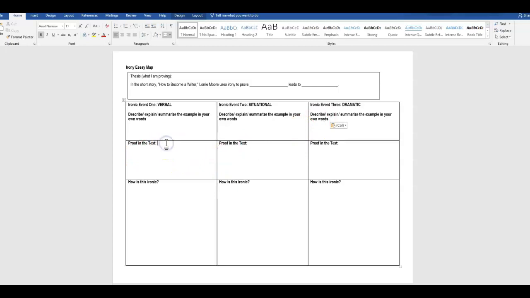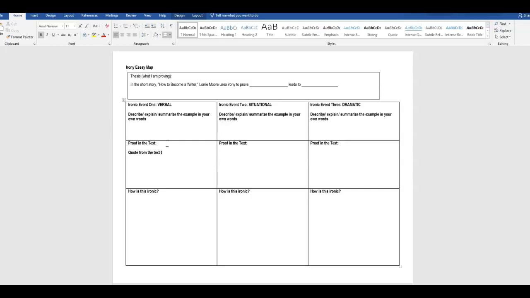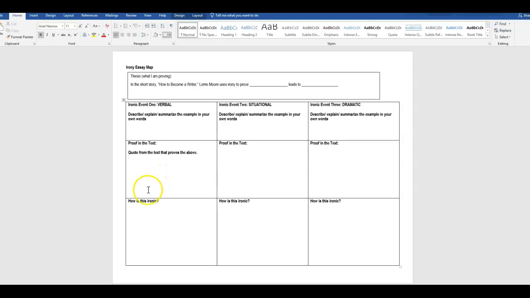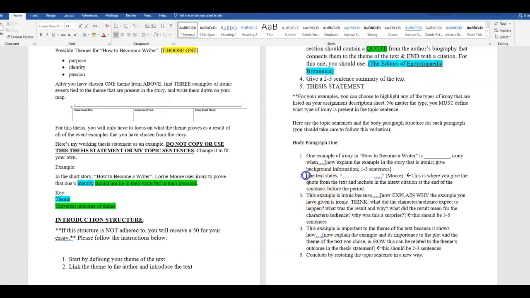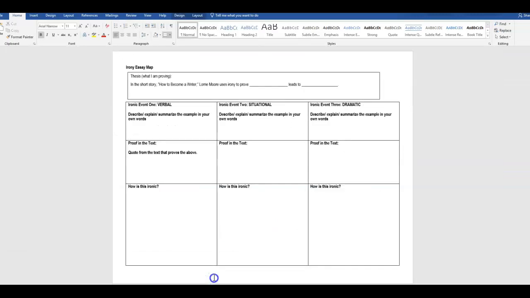Okay, here you're going to put the quote from the text that proves the above. Make sure that you have started the text as it says in the How to Write document. It says "The text states," so make sure that that is exactly how you have it on your map. The text states, comma, open the quotation, put the quote that's there, and then Moore's last name is going to go in parentheses as your in-text citation.